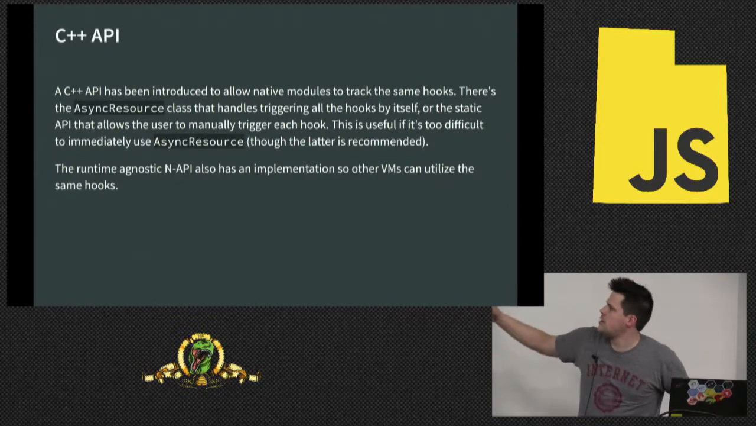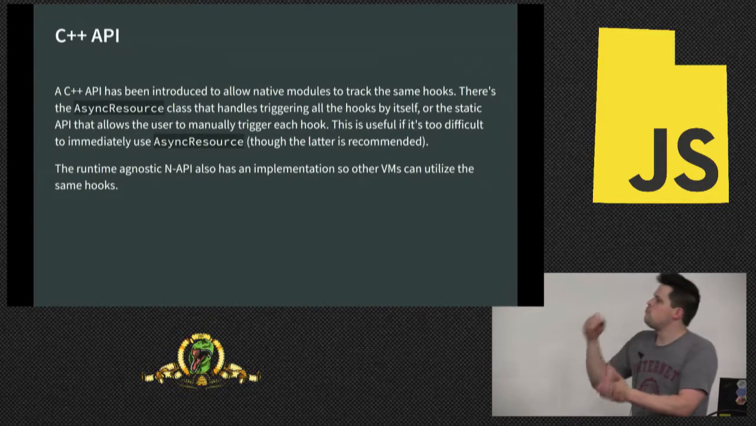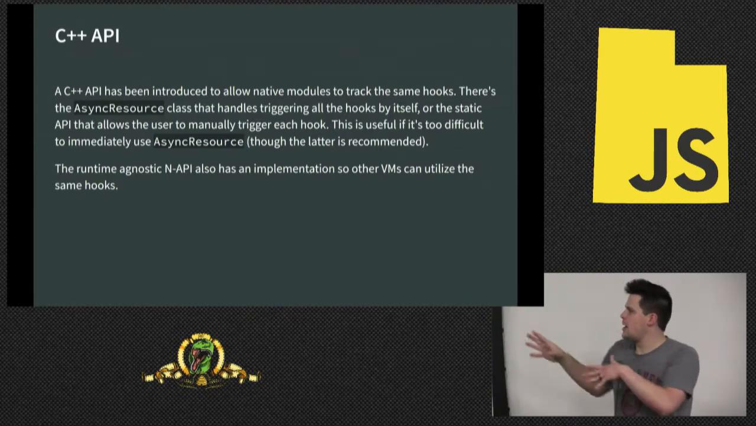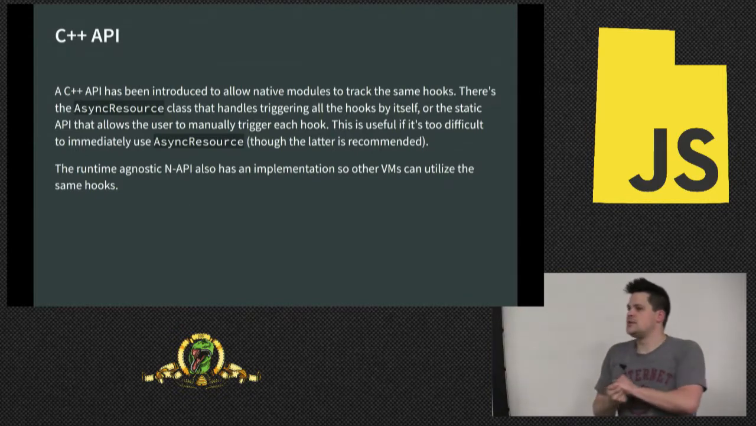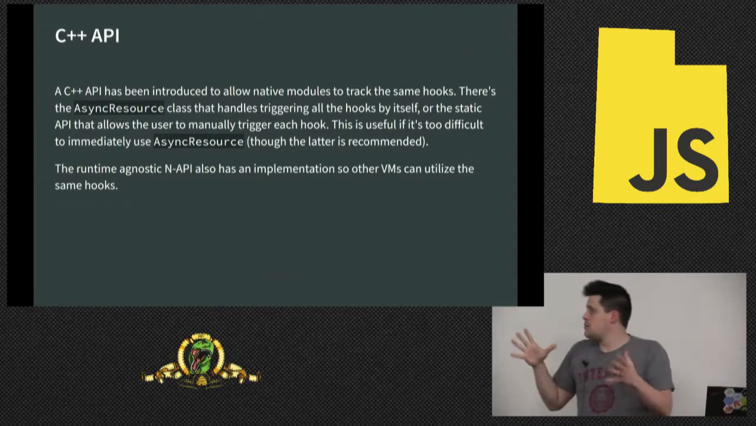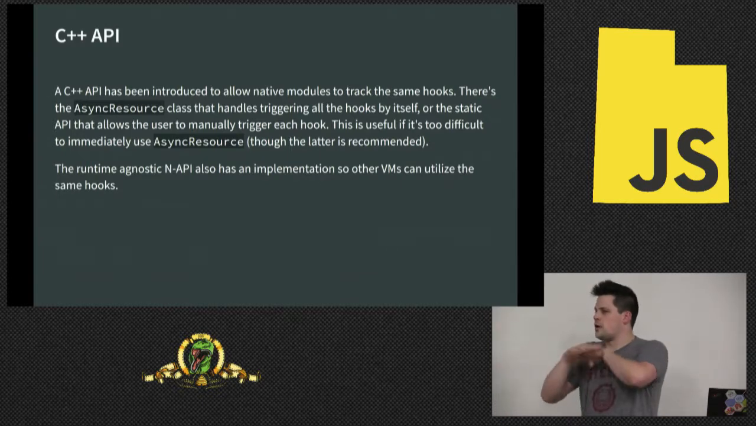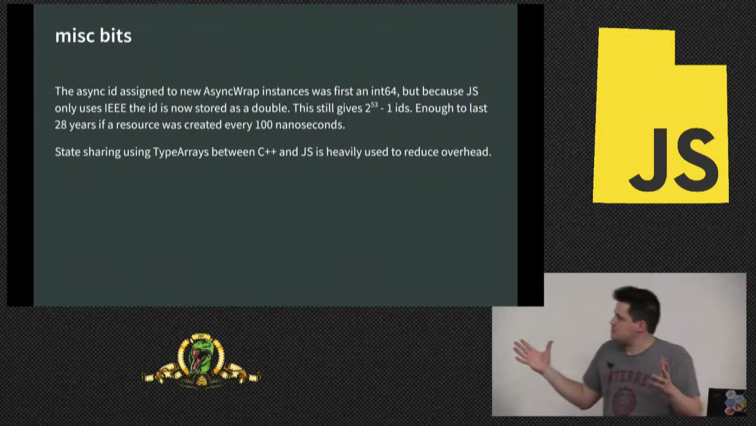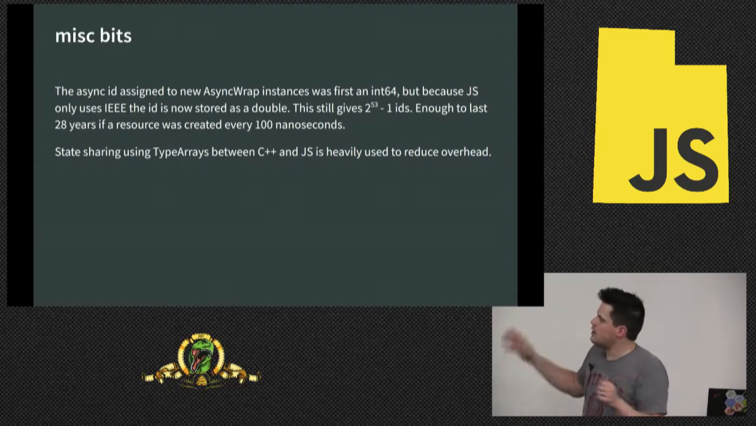Okay, C++ API. We also added a C++ API, and there's also a runtime agnostic API in N-API so that other VMs like Chakra can also implement this. So this API will work across the board on all VMs that implement it. Miscellaneous bits, and this is the very last slide.